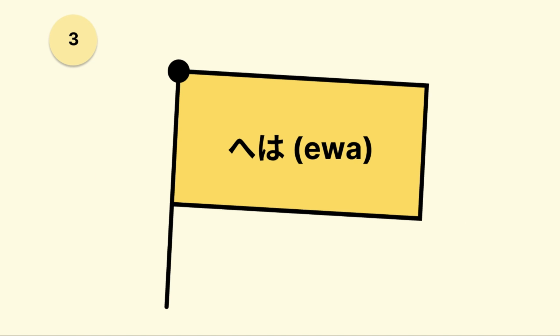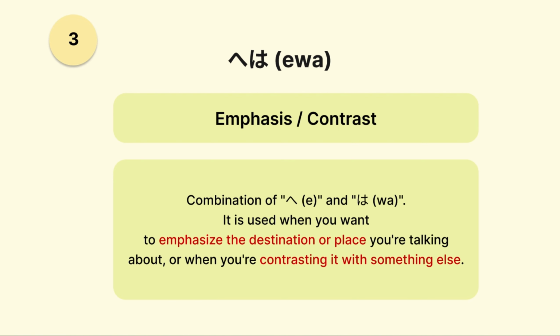Number 3. へは. へは is for emphasis or contrast. This is a combination of へ and は。へは is used when you want to emphasize the destination or place you are talking about, or when you are contrasting it with something else.